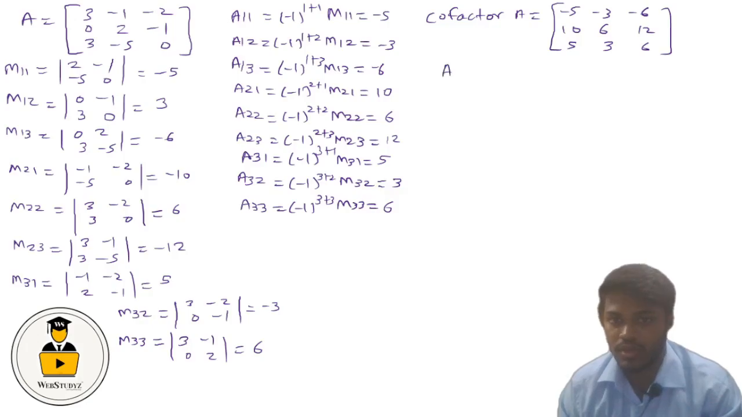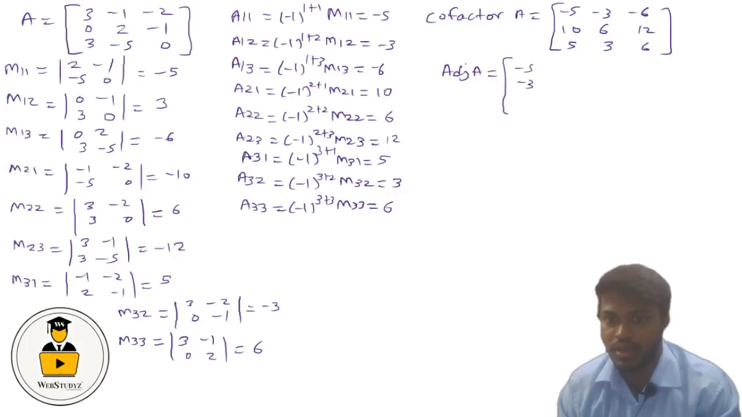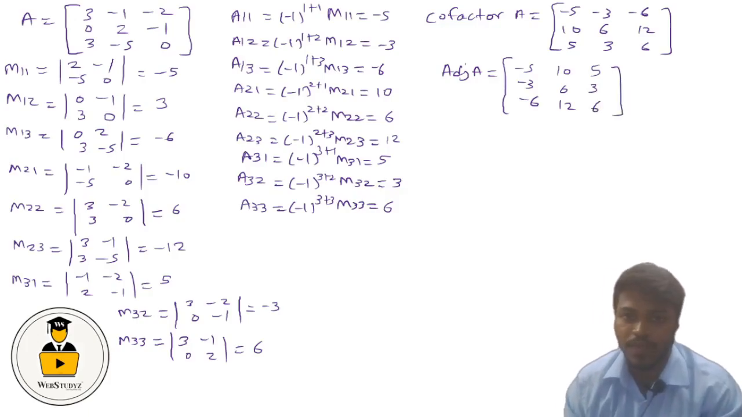So adjoint of A will be the transpose of cofactor A. The transpose means we need to replace the rows with columns. So this is minus 5, 10, 5, then minus 3, 6, 3, minus 6, 12, 6. So this is our adjoint of A. Now we need to calculate adjoint of A times B.